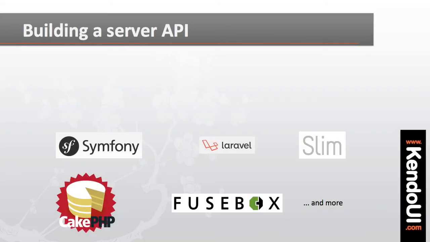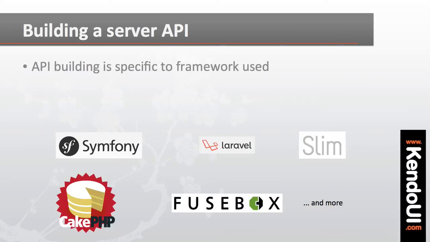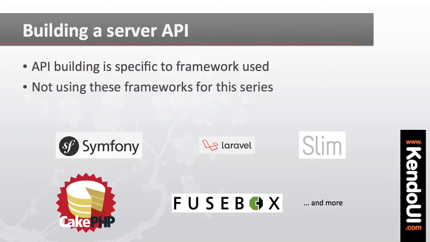Now, production applications that are using frameworks like Laravel, Slim, CakePHP, or others will have their own way of building the server API for retrieving data. Since I'm not using any of these frameworks, and since the PHP wrappers for Kendo UI don't require a specific server framework, I'll only cover the server API very briefly and won't go into detail on how it's built. The focus will be on the PHP wrappers for Kendo UI and how to configure them to use an API appropriately.